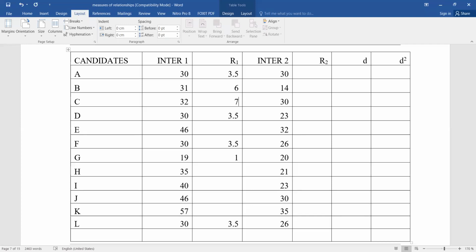What is next there? 35 will go to 8. What is next? 40. 40 will go to 9. What is next? 46.